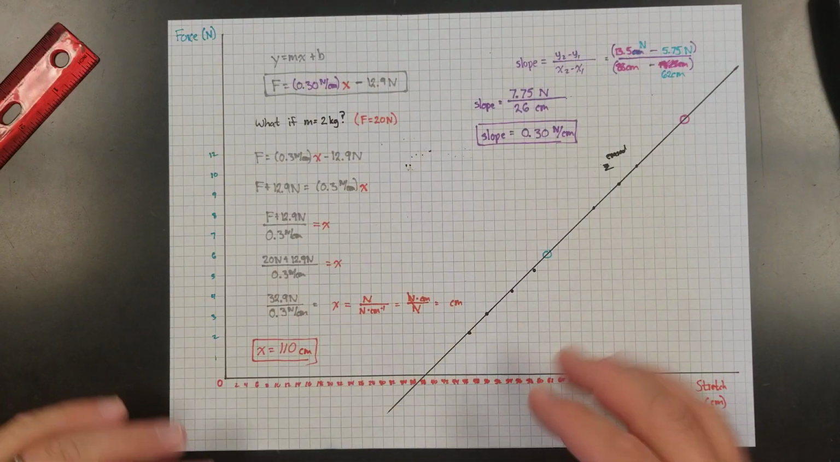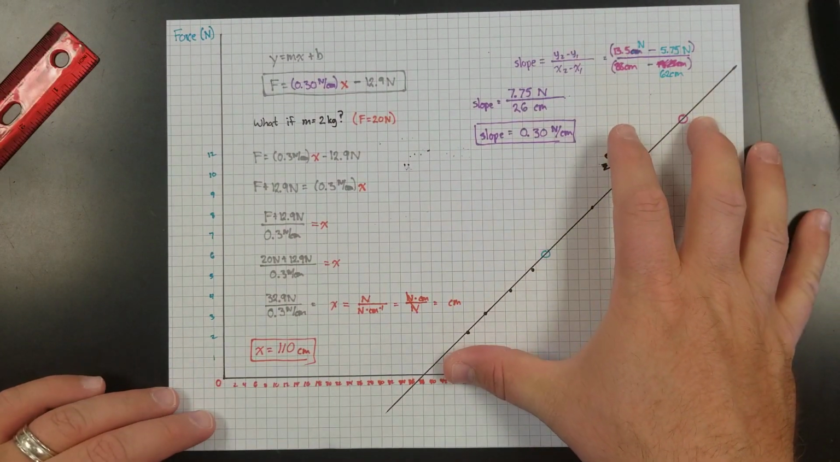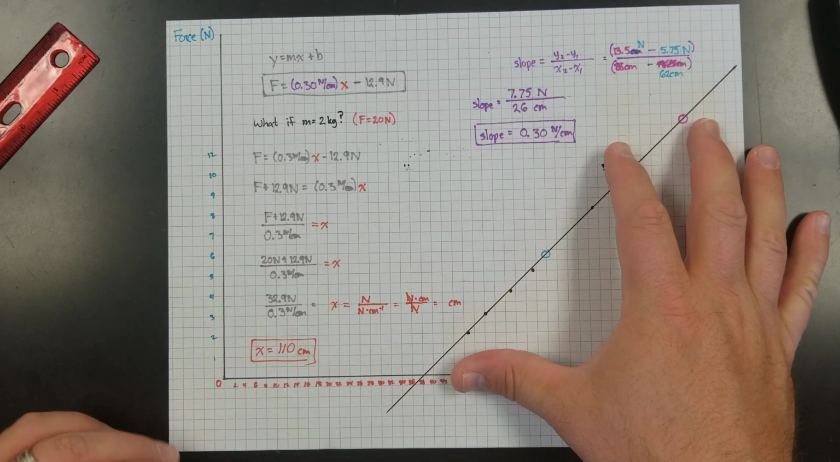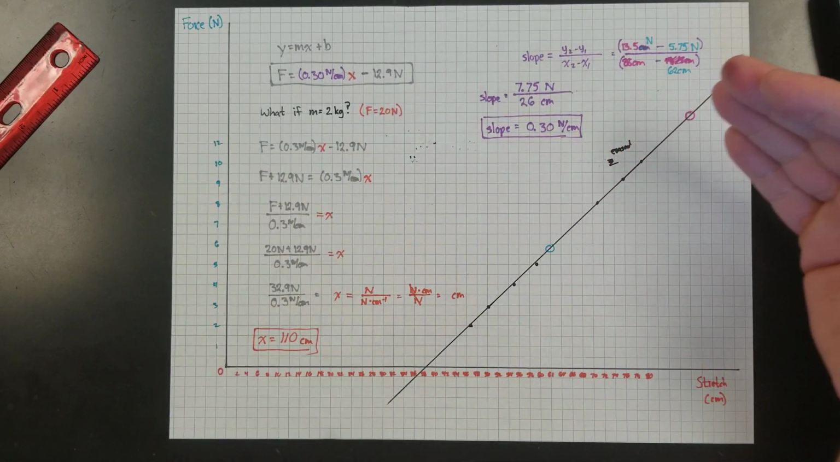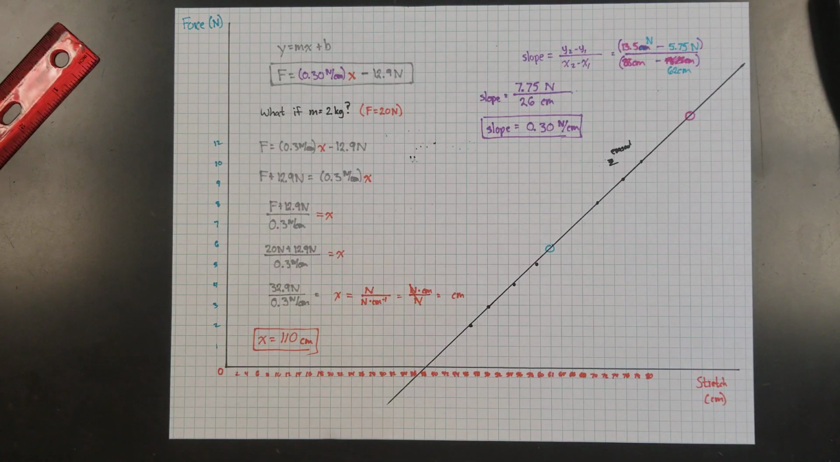There's a limit to when this line is appropriate and when it starts to break down and the spring reaches its elastic limit. But that's something that we'll talk about later.